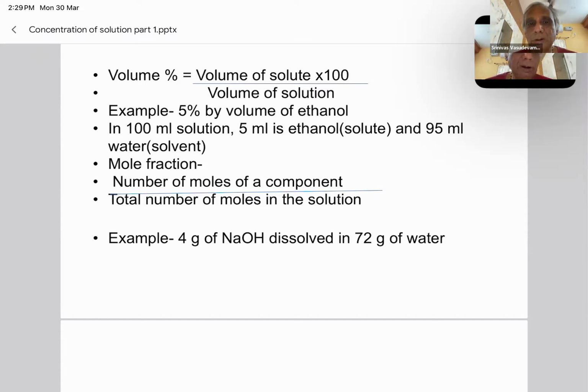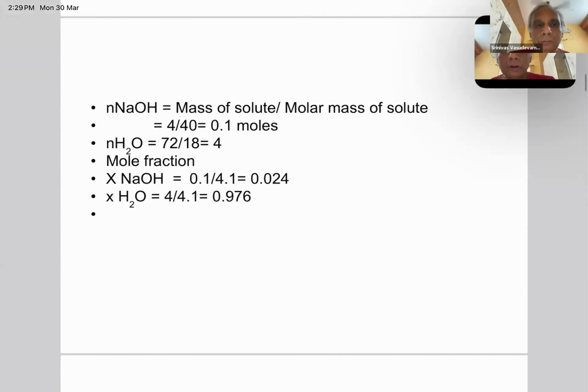It is the number of moles of component divided by total number of moles in this solution. For example, I want to find out the mole fraction of 4 grams of sodium hydroxide dissolved in 72 grams of water. First, find out the number of moles of solute and solvent. Number of moles of solute sodium hydroxide, mass of sodium hydroxide divided by molecular mass of sodium hydroxide.